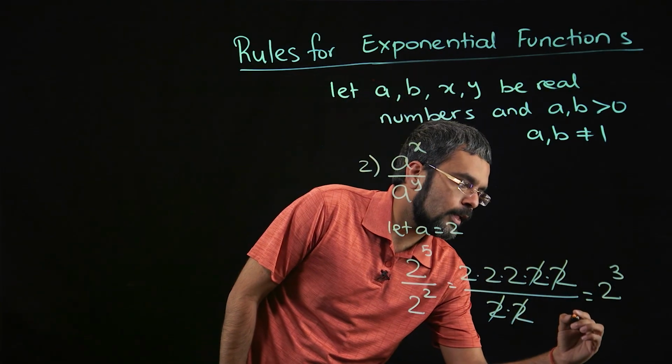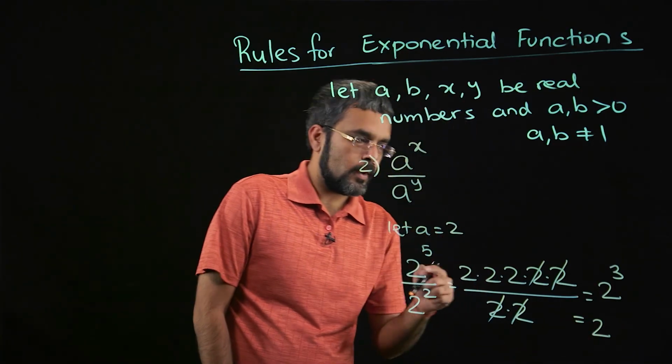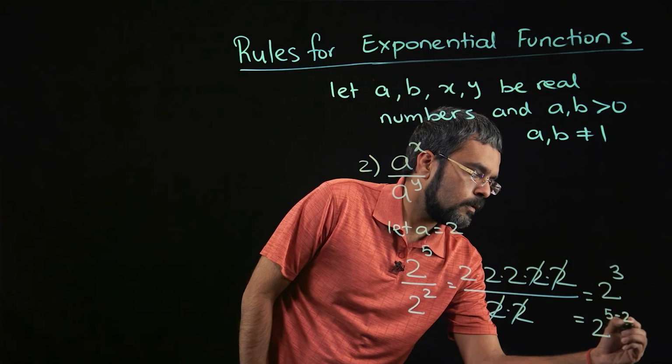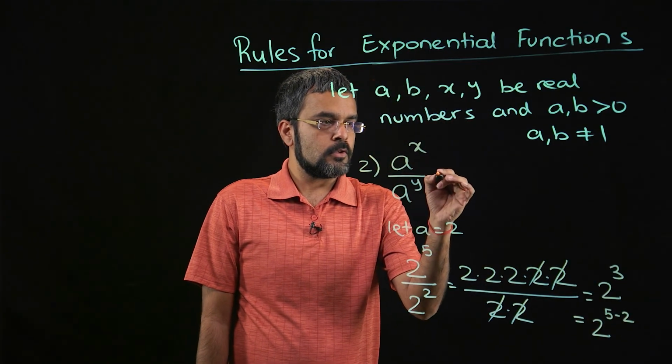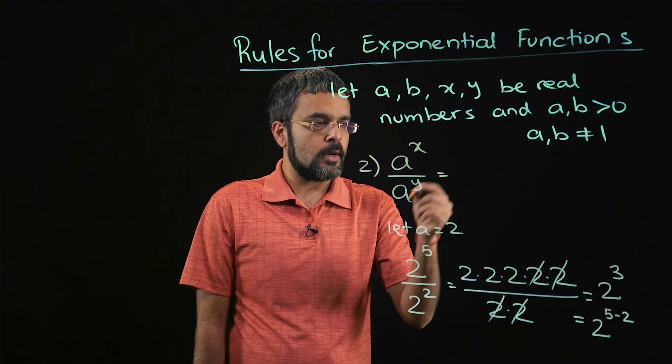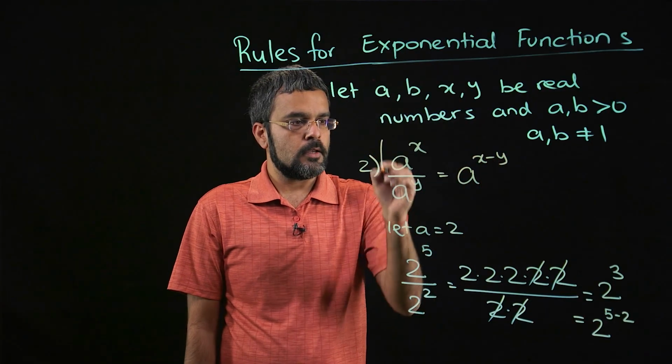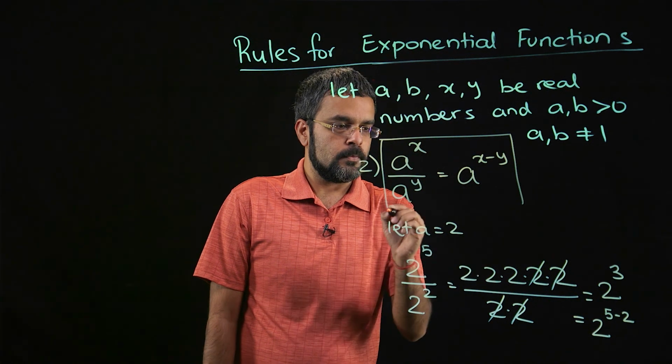Or I could think about this as, well, how do I get the cubed? I get it by 5 minus 2, right? So I can think about this rule as a to the x over a to the y is a to the x minus y. So that would be rule number 2.